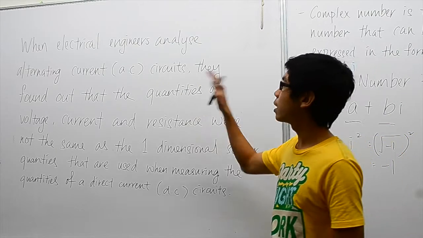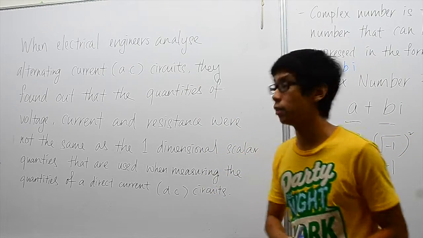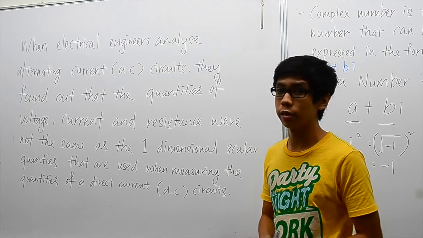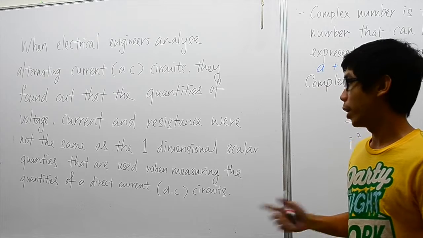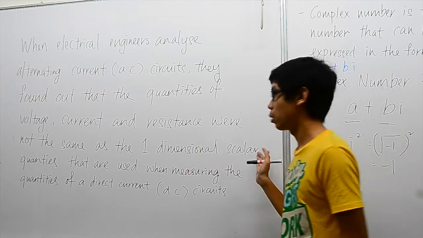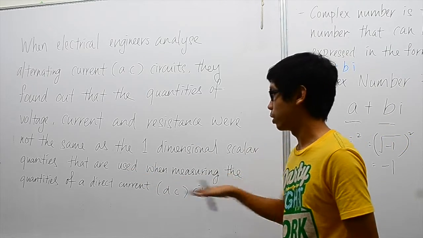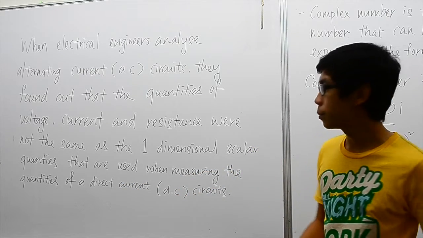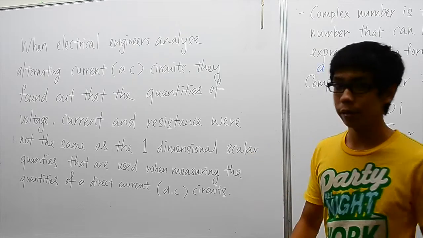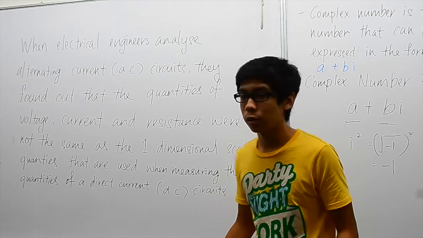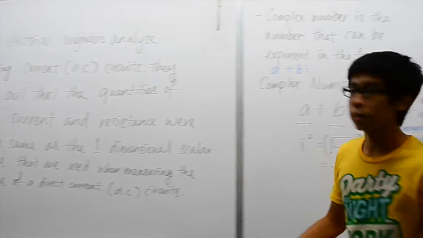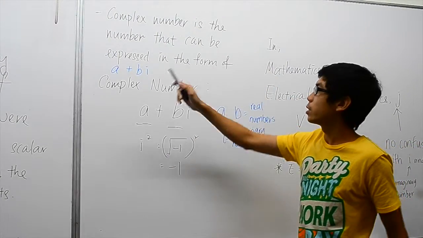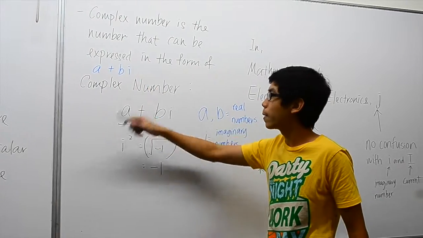When electrical engineers analyzed alternating current, which is AC circuits, they found out that the quantities of voltage, current, and resistance weren't the same as the one-dimensional scalar quantities used for measuring direct current. So in order to analyze alternating current, scalar quantities were abandoned and complex numbers were used. So what are complex numbers? Complex numbers are numbers that can be expressed in the form of a plus bi.